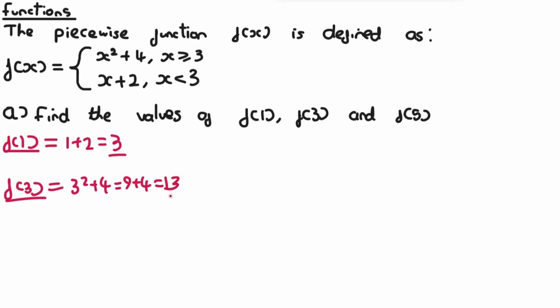So f of 3 is equal to 13, and then f(5) is equal to, and this also lies in this domain because it's bigger than or equal to 3. So we use this function. So f of 5 is 5 squared plus 4, which is equal to 25 plus 4, which is equal to 29. So f of 5 is equal to 29.